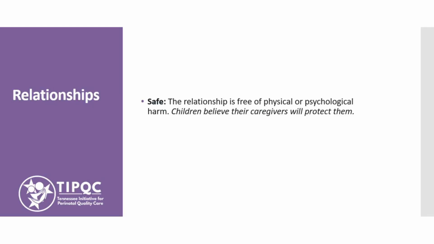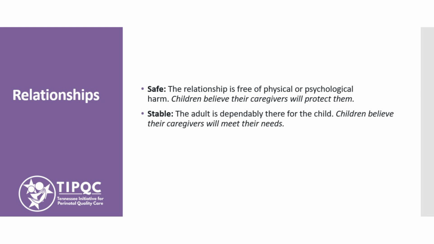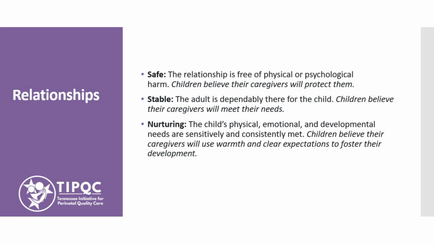And then I love the concept of what does this relationship look like and what does this child need? Well, safe, stable, nurturing. Those are the 3 key things that children need. They don't need a whole lot of extra gadgets and toys, etc. They need to be safe. They need to feel like their caregiver is going to meet their needs, and they need to know that there are expectations and that person is going to be there for them.